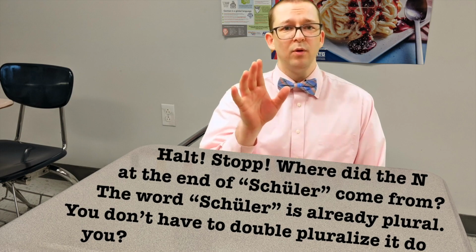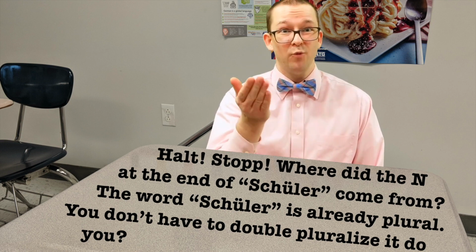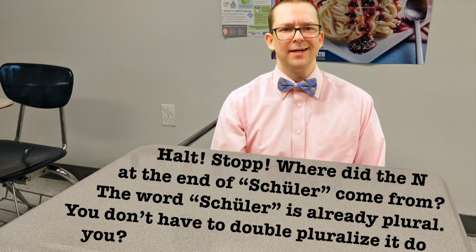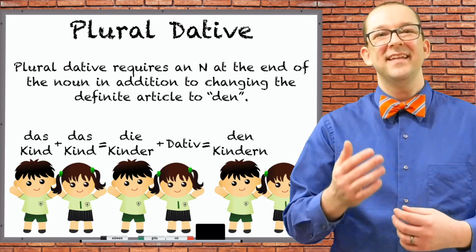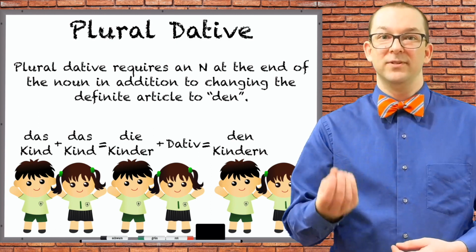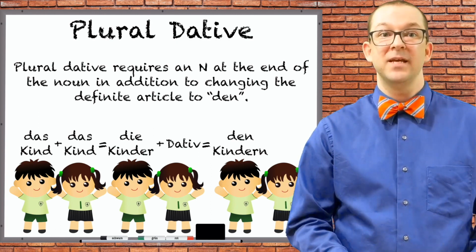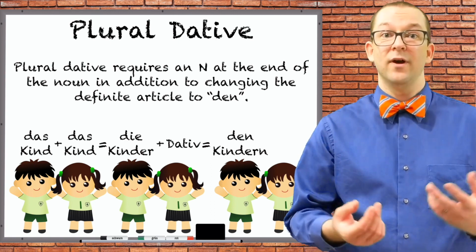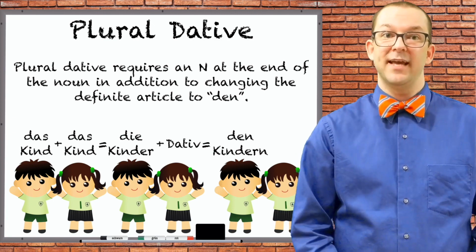Halt, stop! Where did the N at the end of Schüler come from? The word Schüler is already plural. You don't have to double pluralize it, do you? No, the N at the end there is indicating that it's plural dative. Most of the time this will happen with plural nouns in the dative case. If the noun already ends with N or an S in the plural form, then you don't add an N to the end of it with the dative case.